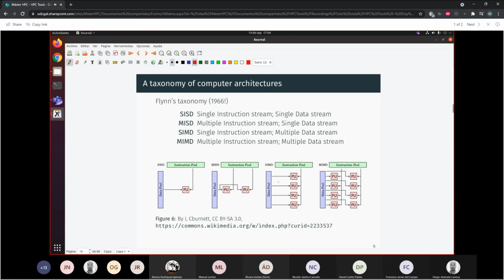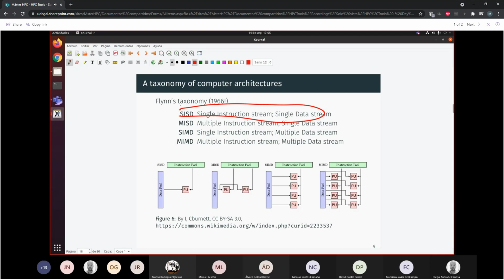So no parallelism is this: you execute one instruction at a time on a single piece of data at a time, so you go just step by step. This is the anti-HPC. No HPC at all is involved in this case.